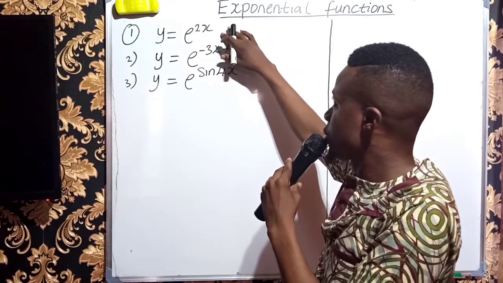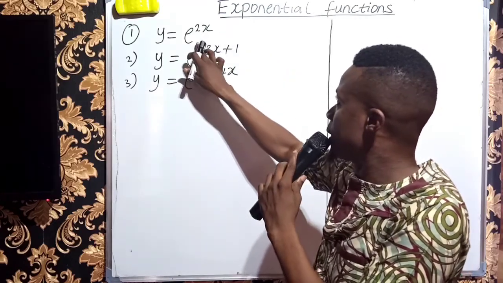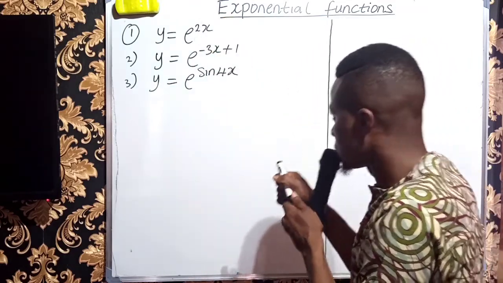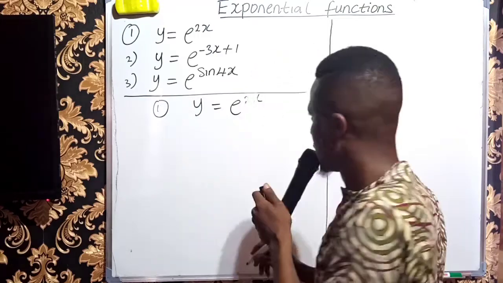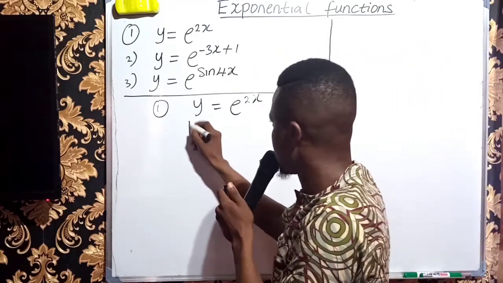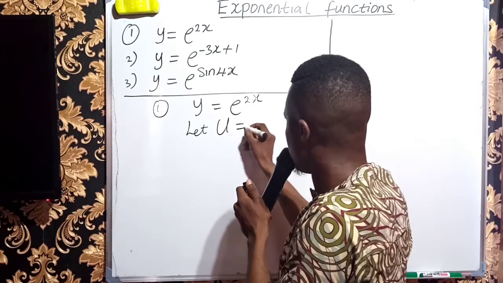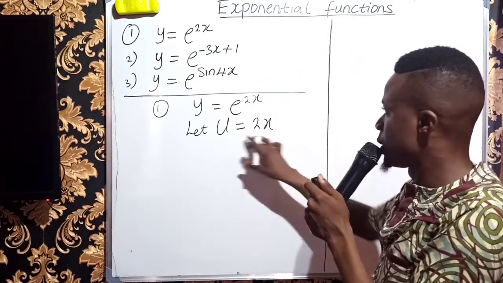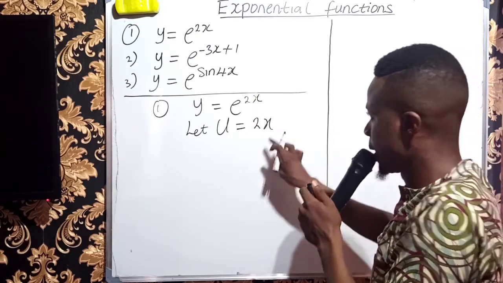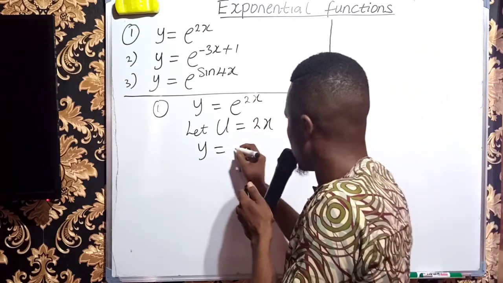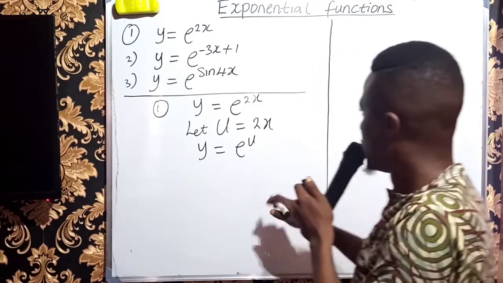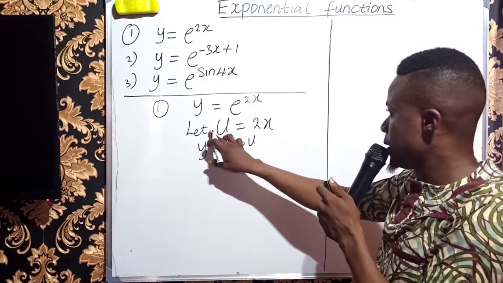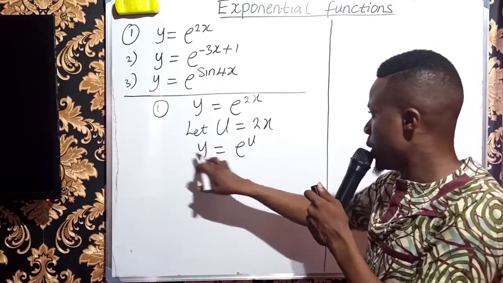So starting with the first question, where we have that y is exponent 2x, that is e raised to the power of 2x. Now let us say that u is equivalent to 2x, for instance. So let us represent this power 2x with u. If u is 2x, it means that y is now equal to e power of u, because u is now representing 2x. So let us find du dx and find dy du.